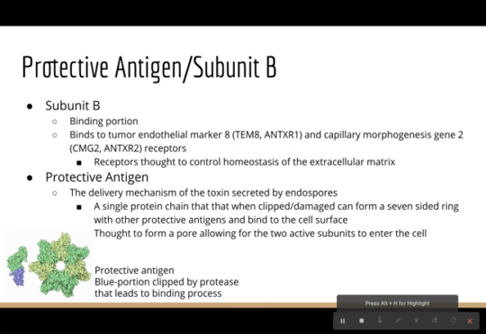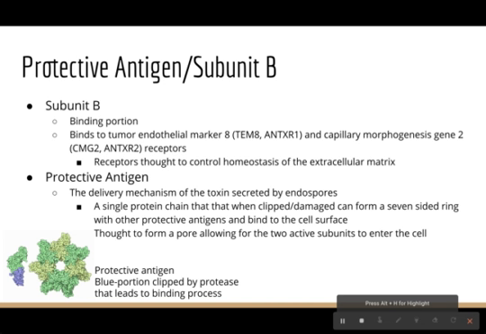So the protective antigen, or the binding subunit, is the delivery mechanism of the toxin. It's a single protein chain that, when clipped or damaged from a host protease, can form a 7-sided ring with other protective antigens from the anthrax toxin, and bind to the cell's surface. Once bound to the cell surface, it is thought to be pore forming, so it forms a pore through the cell surface, allowing for the 2 active subunits to enter into the cell.